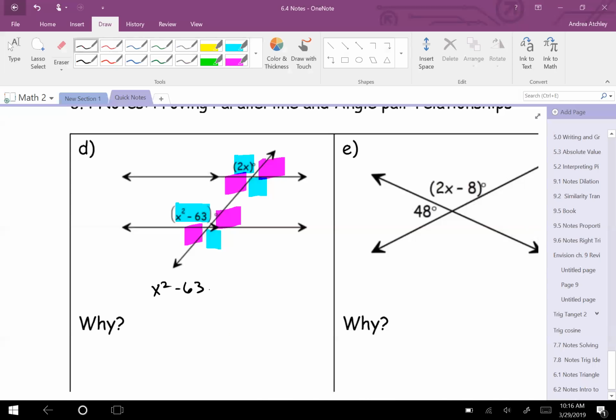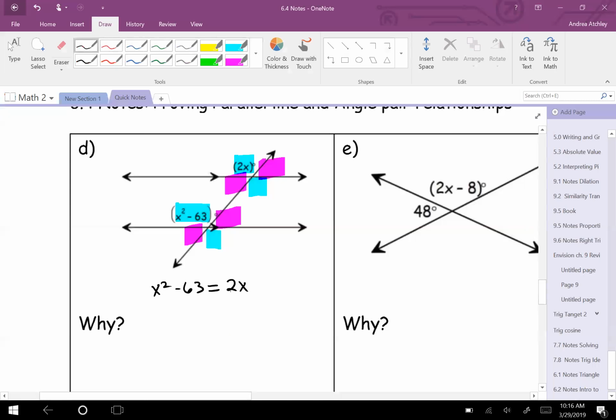Okay, what color are these? What color is this one? When they're the same color, what happens? Same. They're equal. Okay, opposite colors are going to add to 180. Same colors are going to equal each other. So x squared minus 63 is going to be equal to 2x. Okay, this is a quadratic equation, yay. It has an x squared and an x.